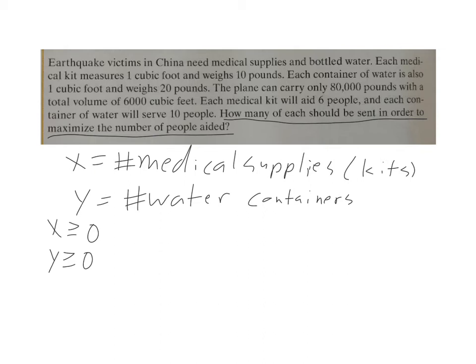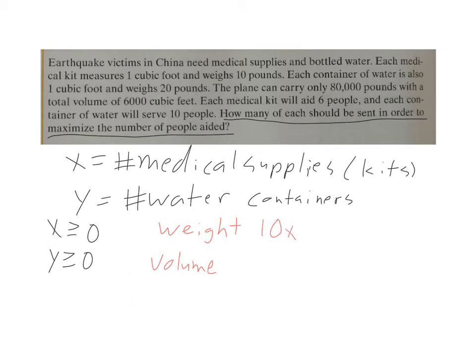Now let's consider what constraints we have. The plane has a certain weight limit and it has a certain volume limit. So let's consider weight and volume separately. So let's consider weight. Each medical kit weighs 10 pounds, which means if I have x medical kits, their weight is going to be 10 times x.